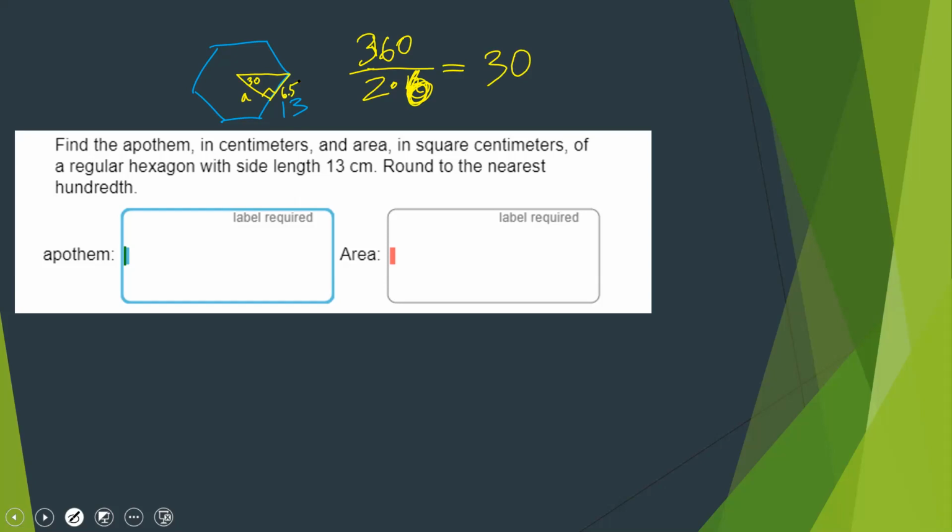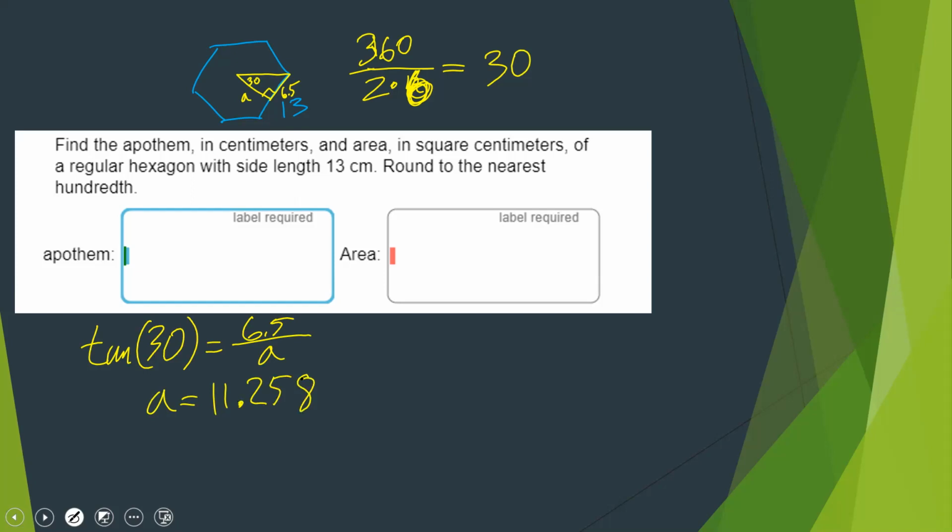So tangent of 30 is equal to opposite over adjacent, so 6.5 over a. I'll do the cross multiplication in order to solve. I know I'm just going to be dividing 6.5 by the tangent of 30. That's going to give me my apothem of 11.25833, and so on.